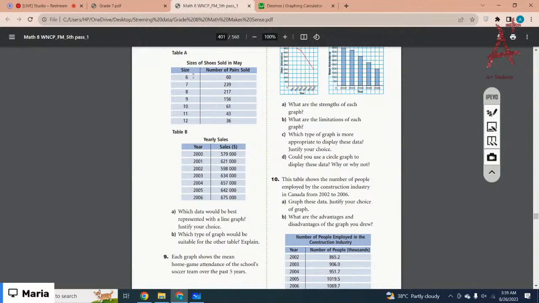Then which type of graph would be used for the other one? The other one is table A. A bar graph is easy to draw, right? Because you are comparing values according to sizes. So that means you can make a bar graph of table A, right?